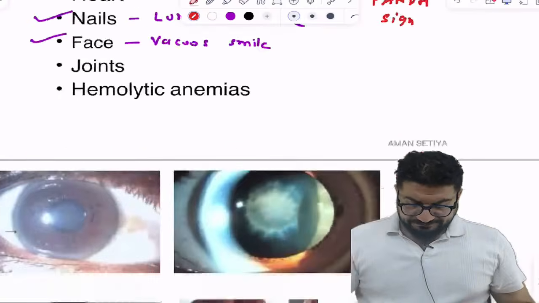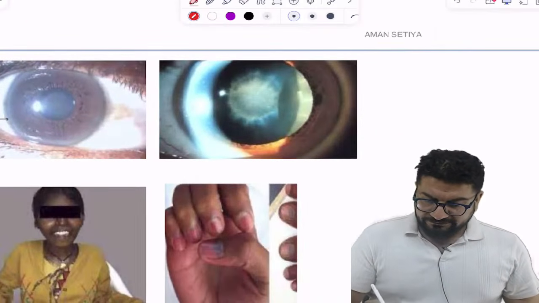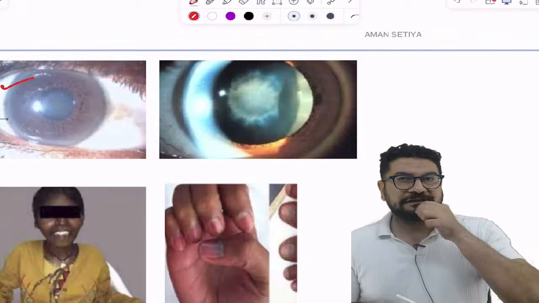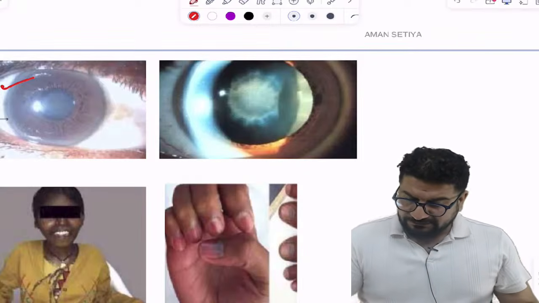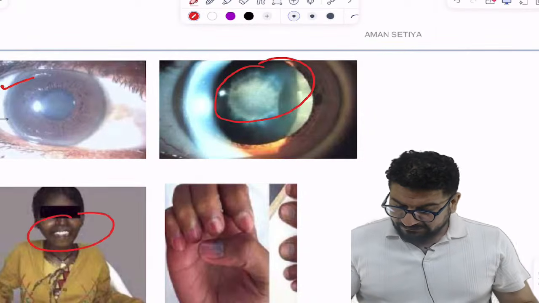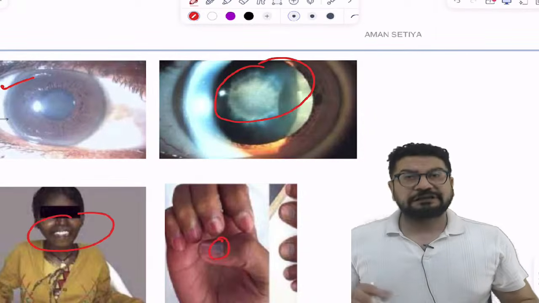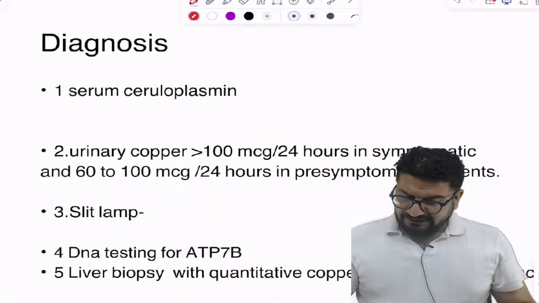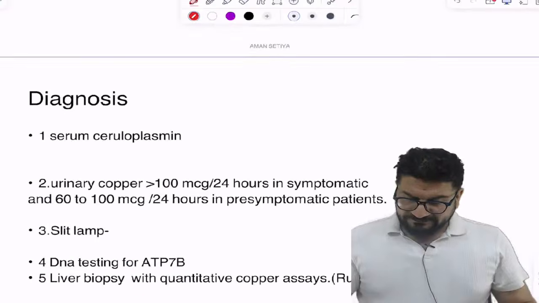Okay, now understand. This is your KF ring, which you can see. This ring, it's the slit lamp examination. Then this is your sunflower cataract. This is vacuous smile, and you can notice here this bluish discoloration of nail. इसको बोलते हैं lunula cerulea. Then patient can develop secondary Parkinson.